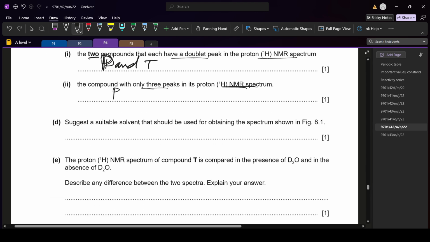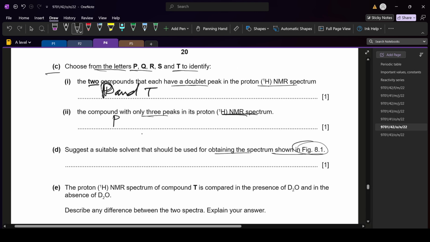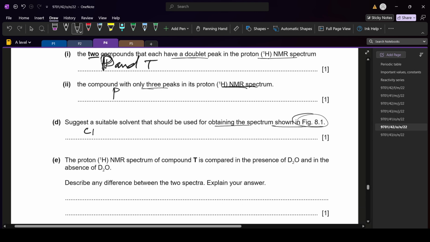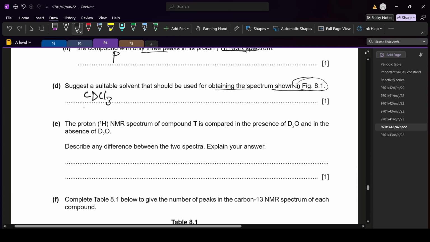Now suggest a suitable solvent that should be used for obtaining the spectrum shown in figure 8.1. So the solvent which we use is CDCl3. Now for part E, you have to remember this solvent which we use, CDCl3.